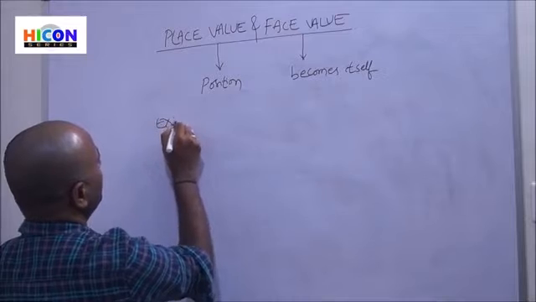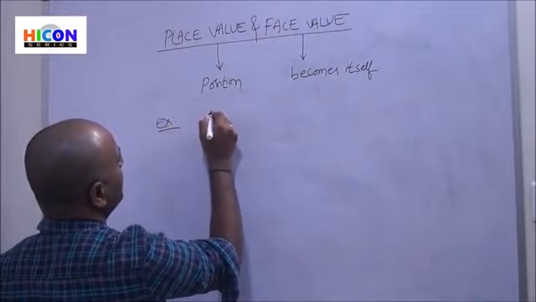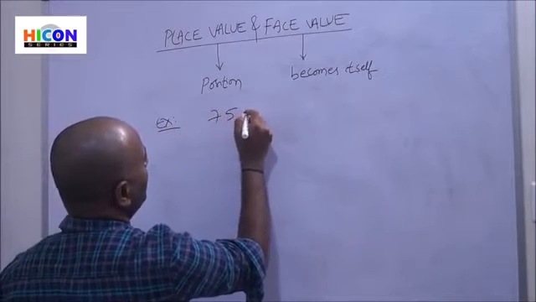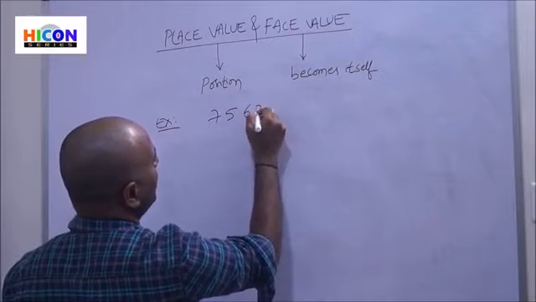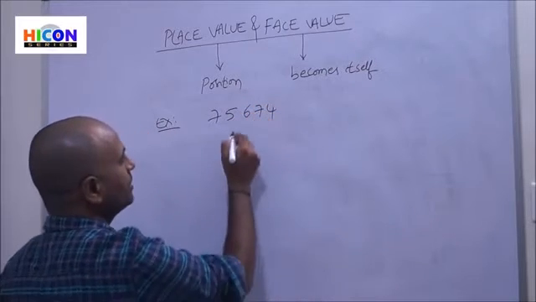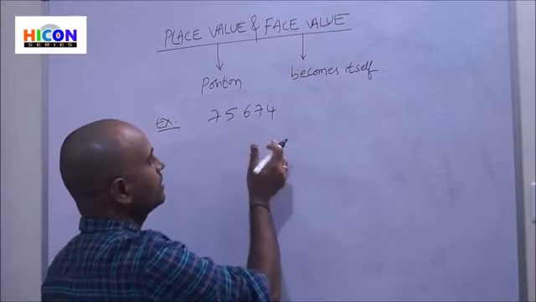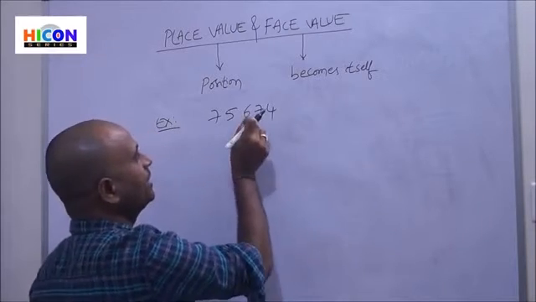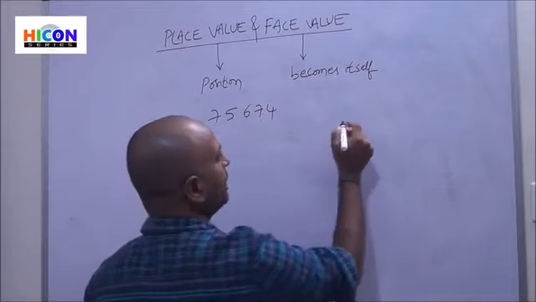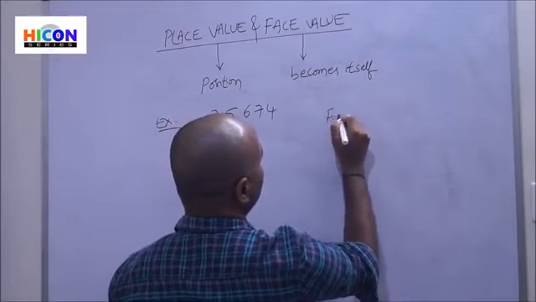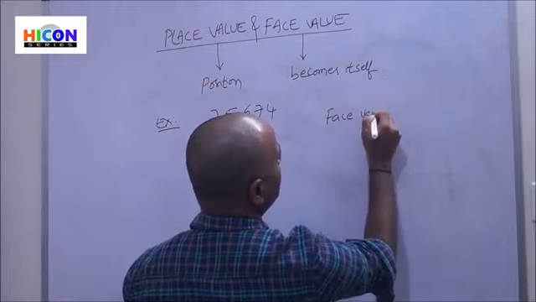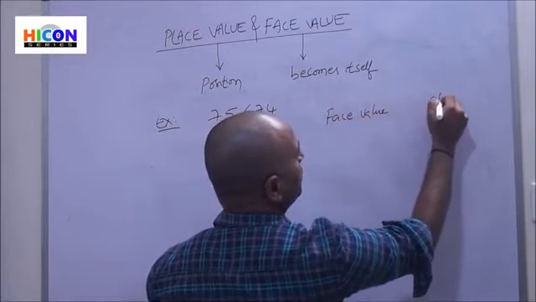So let us take an example. A 5-digit number, like this: 75,674. So this is a 5-digit number. So how to write the place values and face values for each digit in this number? So place value and face value.